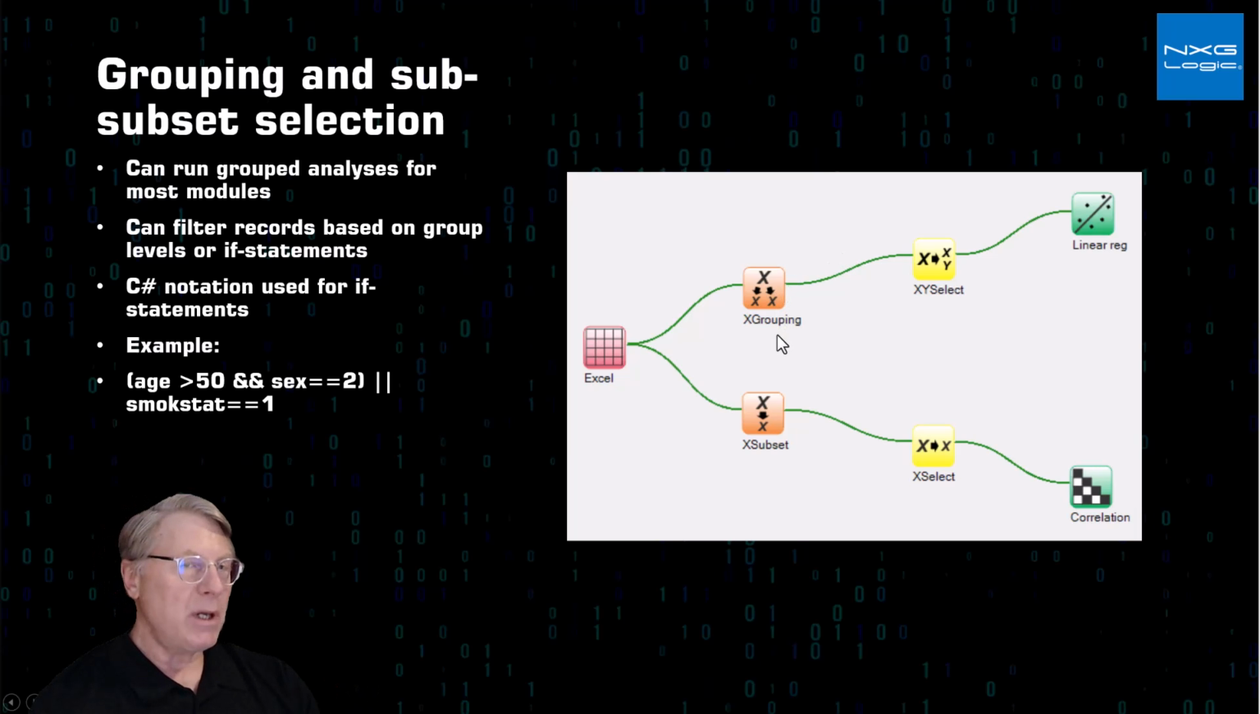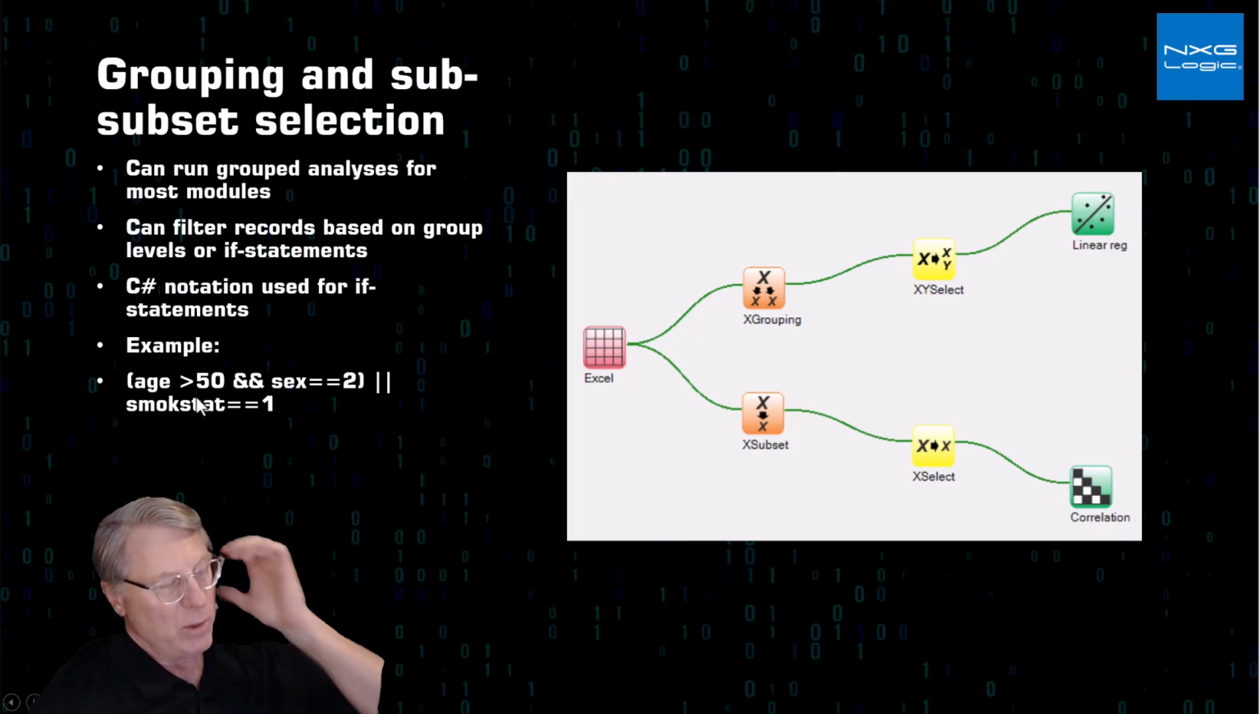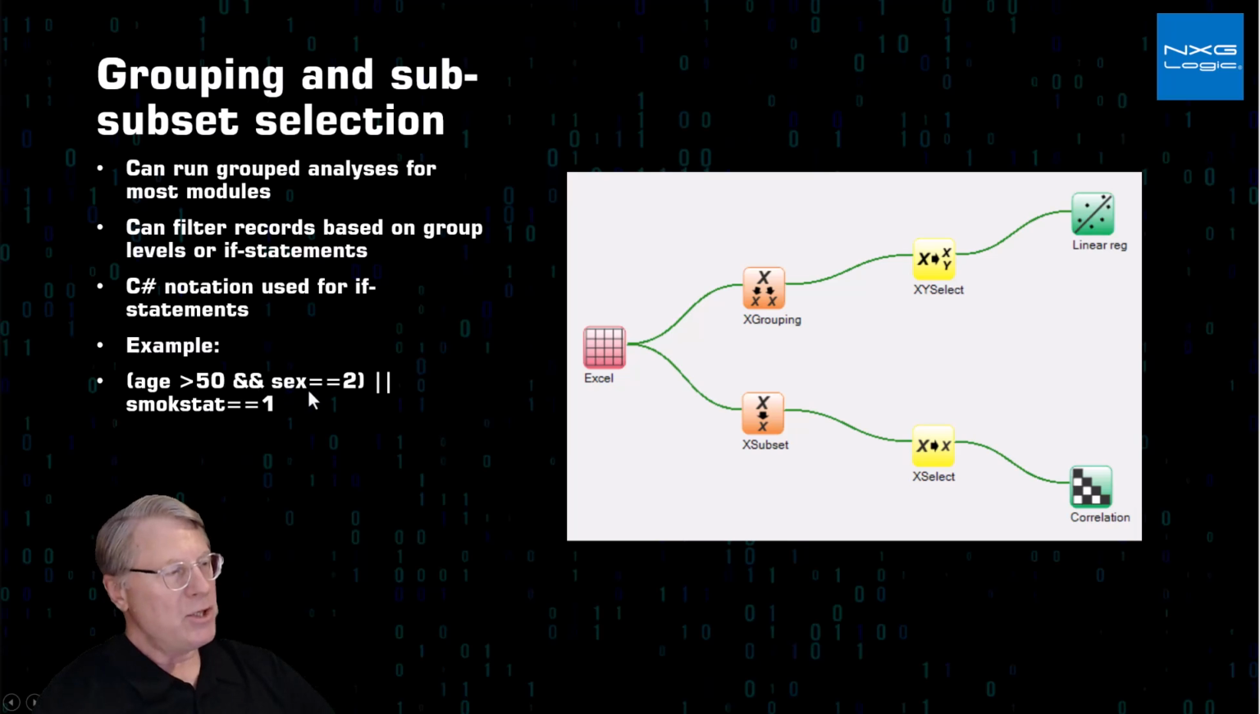If statements can be used to define groups. And here is the filtering or subsetting icon. And again, here we're doing a downstream correlation analysis on records or observations that were filtered from the data set. And as an example of a logical statement, here you could select records for filtration for which the age is greater than 50, the gender was a 2, or the subject had a smoking status of 1.